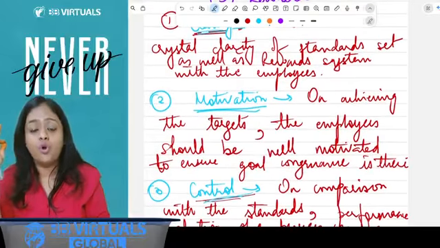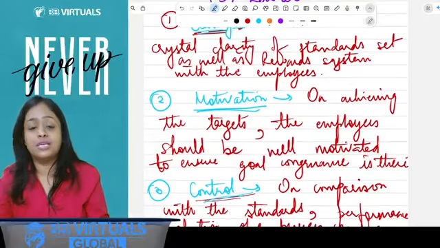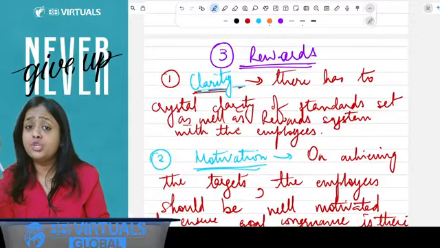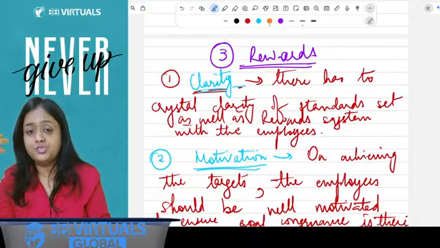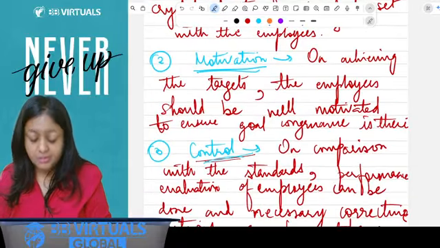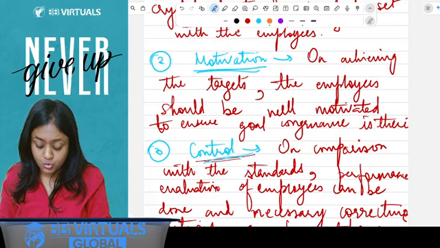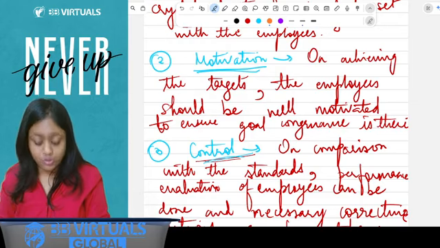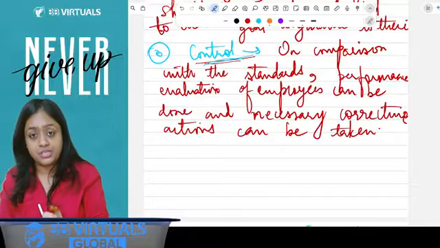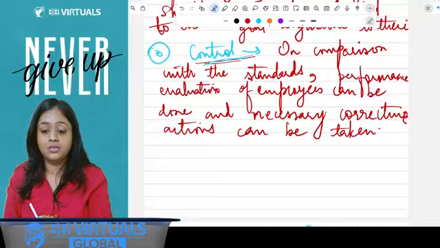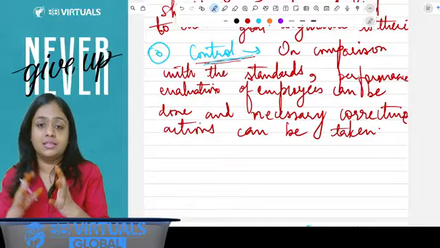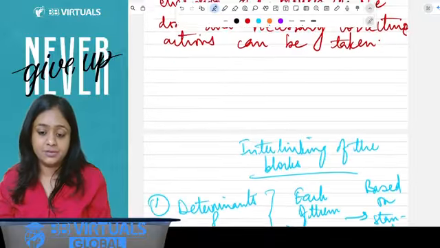The third block is rewards. That is simply if the employees are able to achieve the targets, then they should be rewarded well. So the reward should be clear. Only then the employee will know what they will be rewarded with if they achieve the targets. Motivation: the reward should act as a motivation tool for the employees so that there is goal congruence. Controlling: on comparison with the standards, performance of the employees should be measured and analyzed, and any corrective actions required should be taken by the entity. Again, like variances, to ensure that their performance is better and the organization as a whole achieves its objectives.